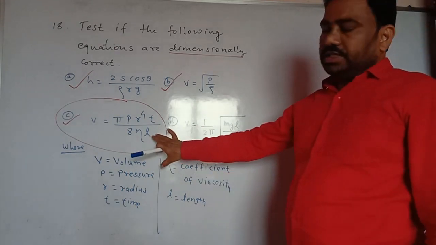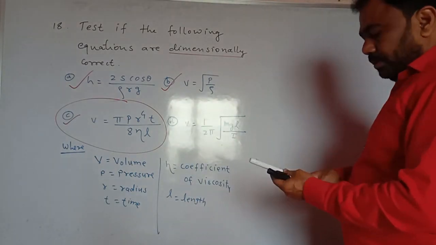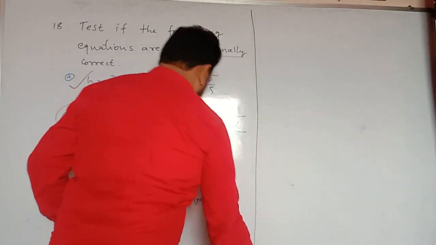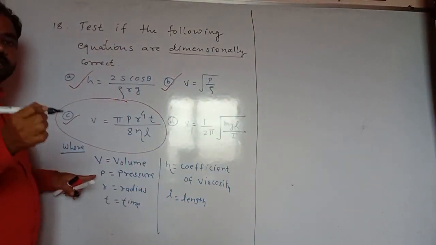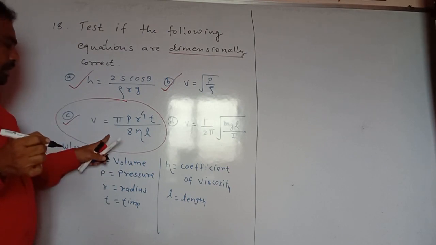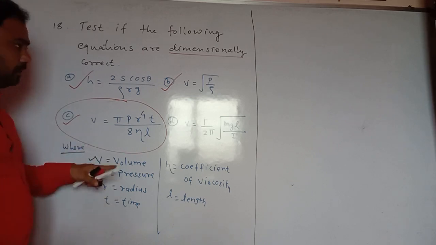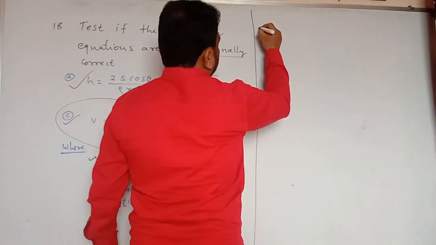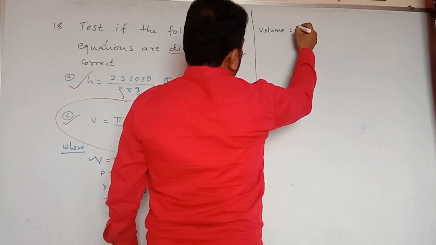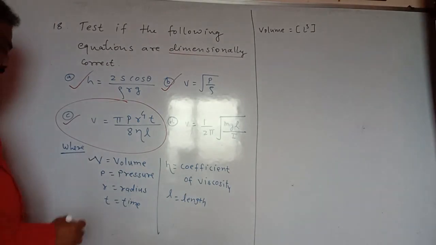Now we have to check whether this equation is correct or not. So first of all, what can we do? We have to calculate the dimensions of each physical quantity given in this equation. First of all, calculate the dimensions of volume. What is the dimension of volume? That is L3.